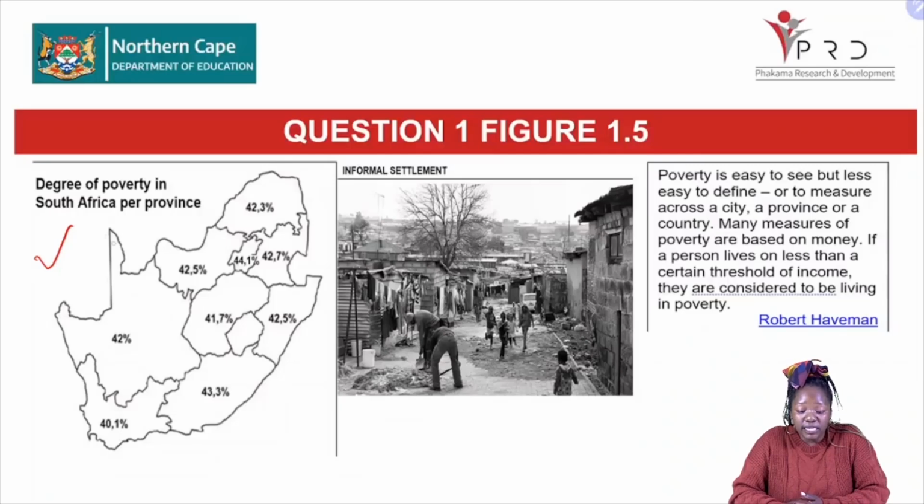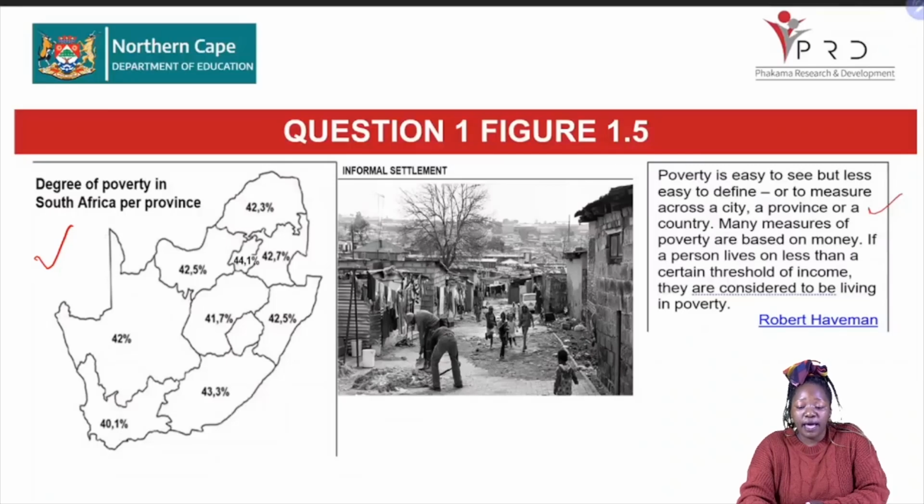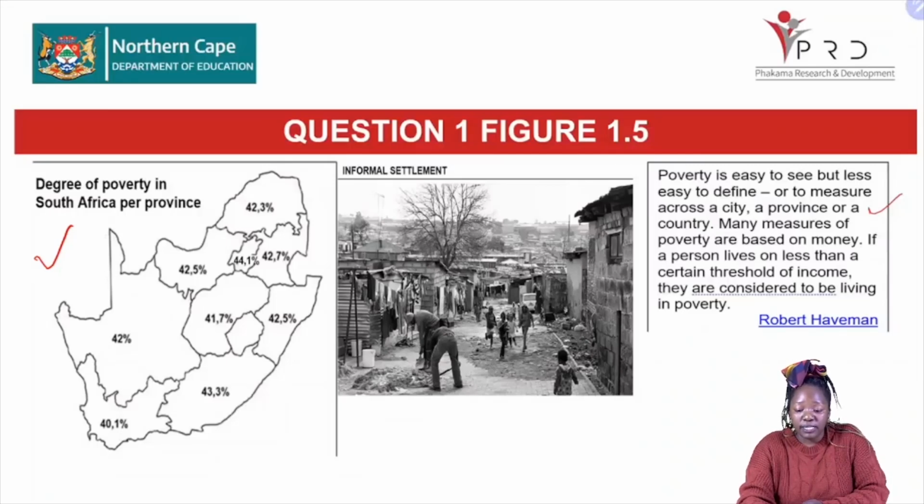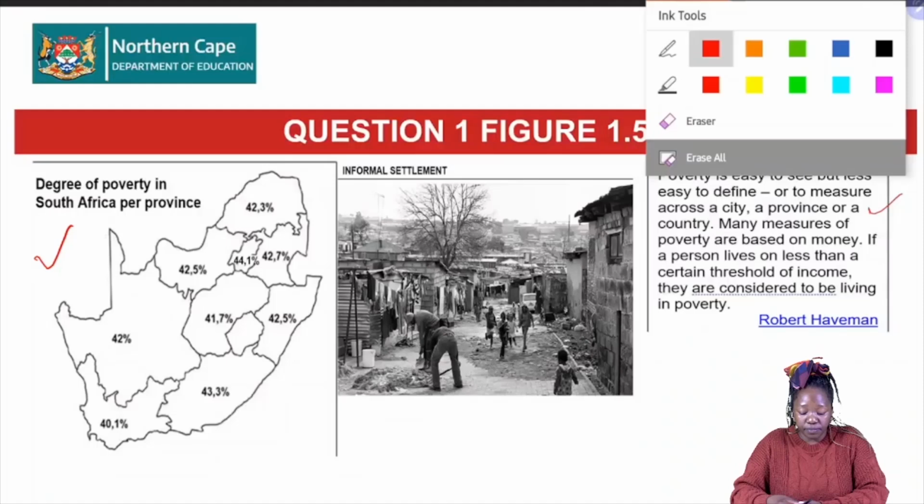Then we're looking at the picture. The picture says it all, informal settlement. So by now, there are supposed to be some features that we are marking that indeed this is an informal settlement. Then again, you are given an infographic. So now that we have gone through the diagram, let us see what the questions are.